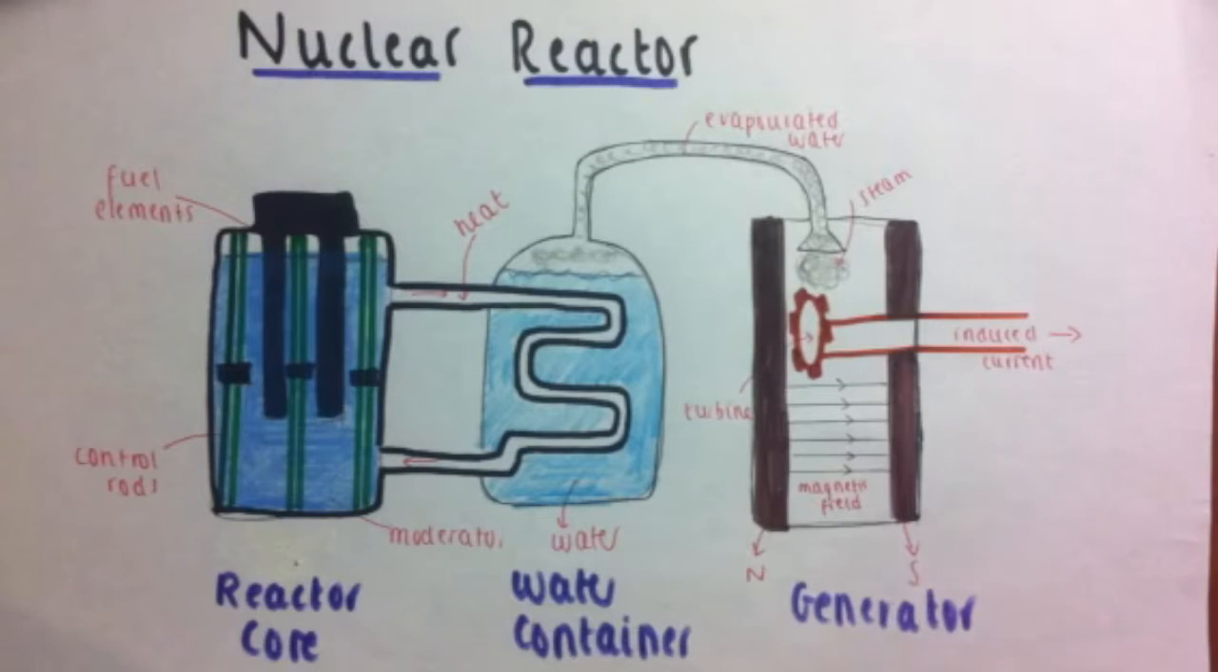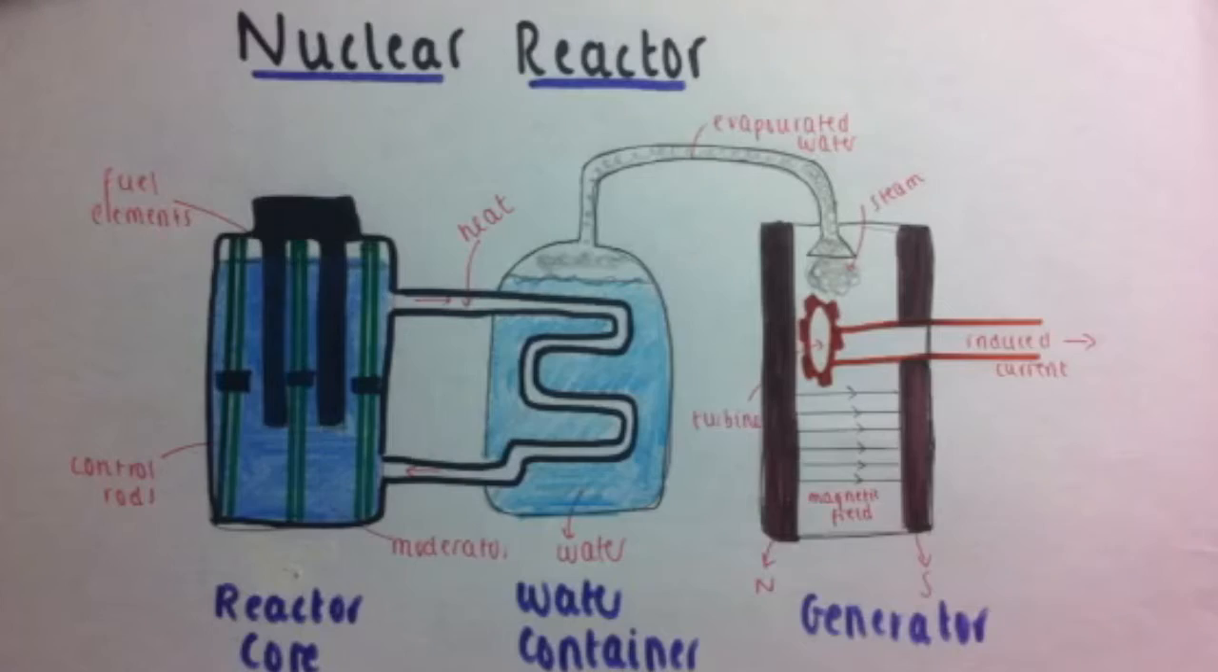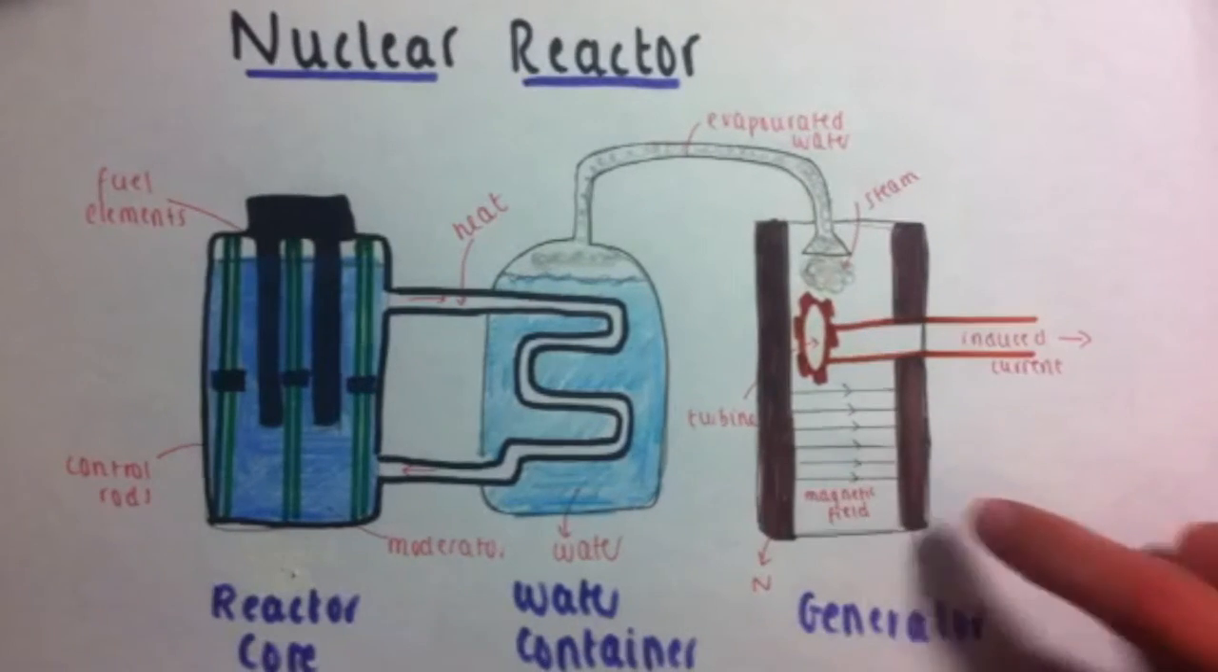Nuclear reactors are the modern-day devices extensively used for power generation, as the traditional fossil fuels, like coal, are at the breach of depletion. This is how a basic nuclear reactor looks like. It consists of three components: a reactor core, a water container, and a generator.